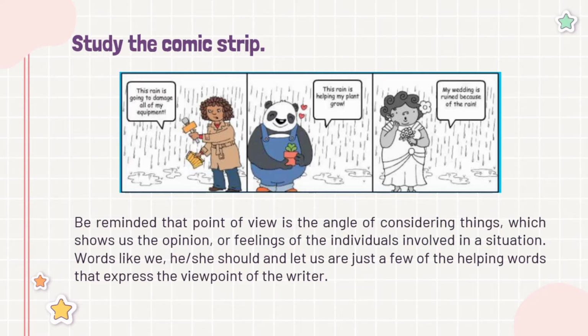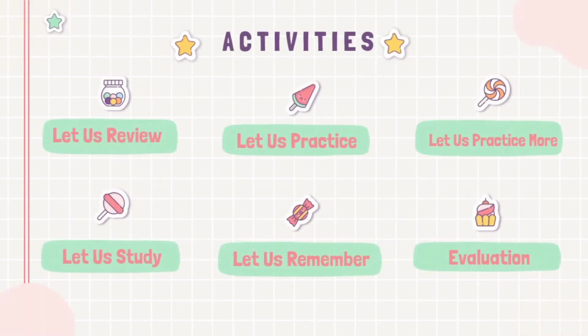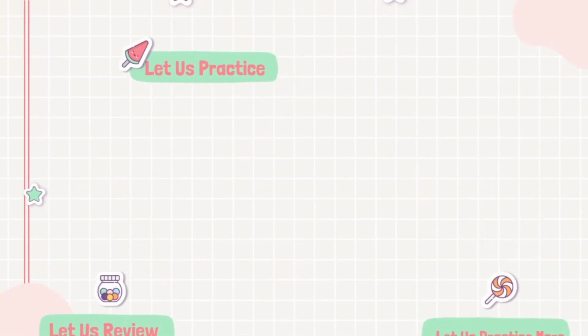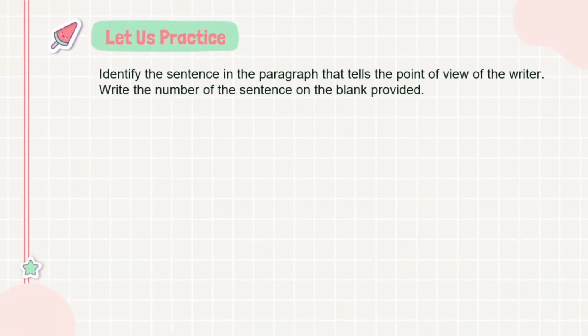Words like we, he or she, should, and let us are just a few of the helping words that express the viewpoint of the writer. So let us have some activities. Turn your learning activity sheet to page 3. Let us practice. Identify the sentence in the paragraph that tells the point of view of the writer. Write the number of the sentence on the blank provided.